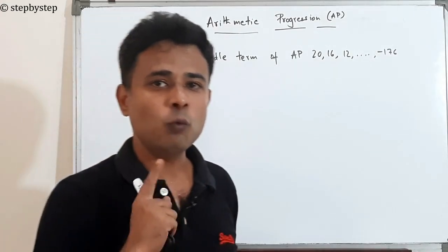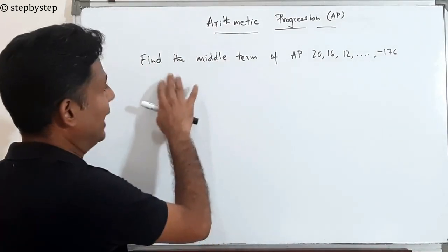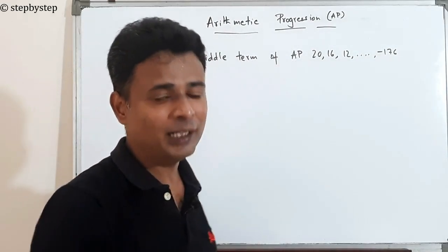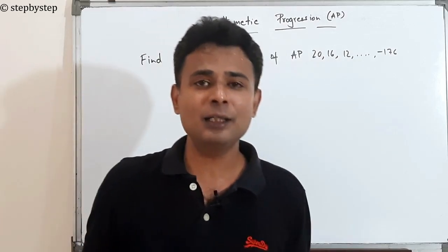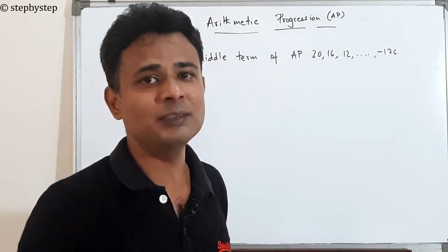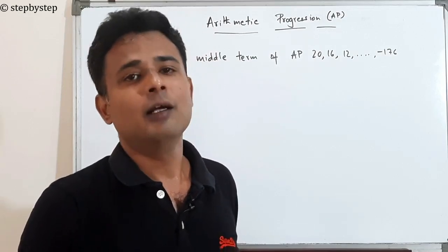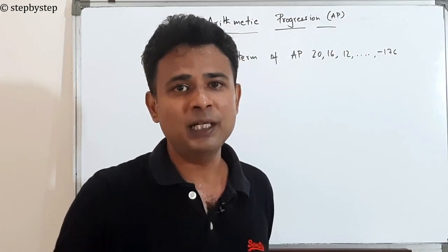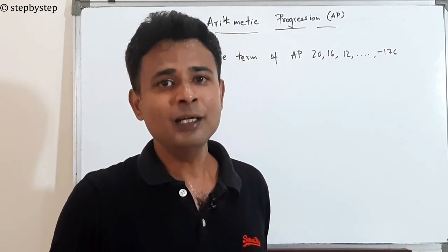Alright guys, we'll try one more problem. Find the middle term of this AP. Now they have asked you to find the middle term. To know the middle term, you should know first of all how many terms are there in the AP, right? For example, if you knew that there were 11 terms in the AP, which would be the middle term? The 6th term would be the middle term.